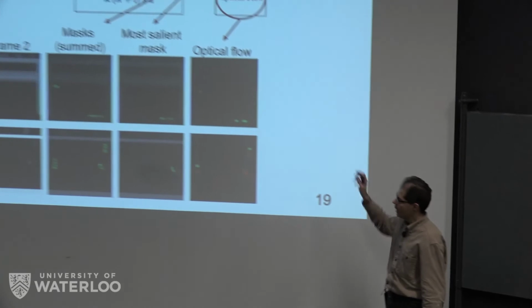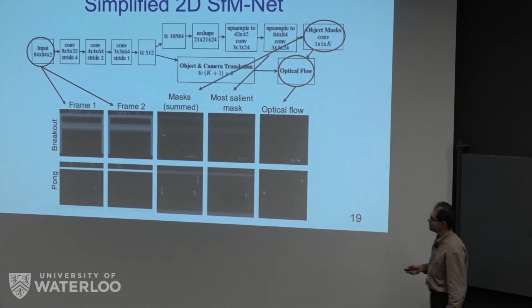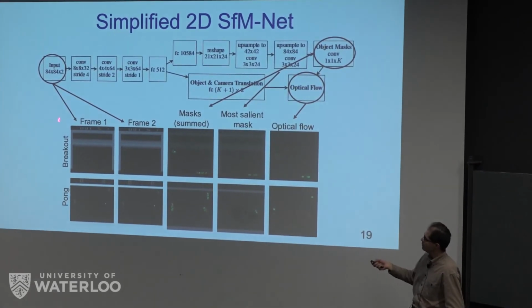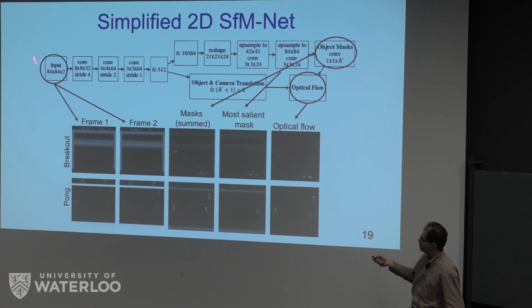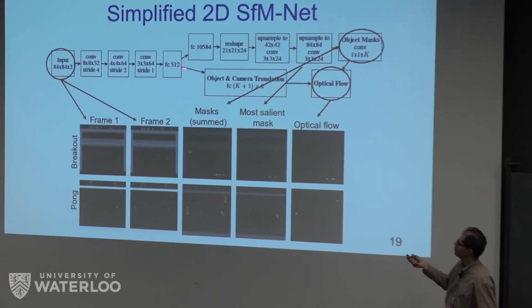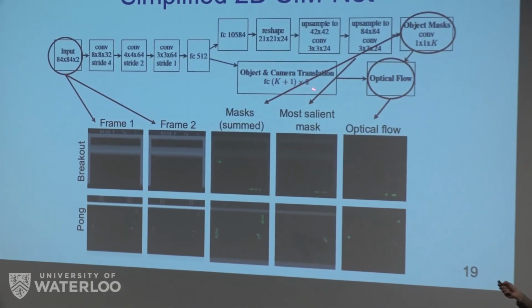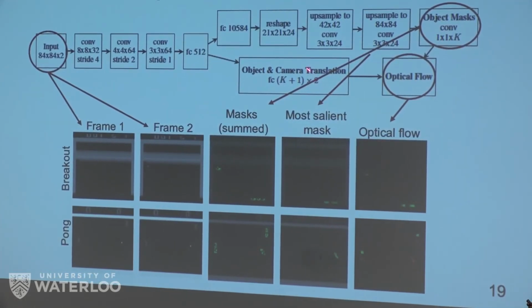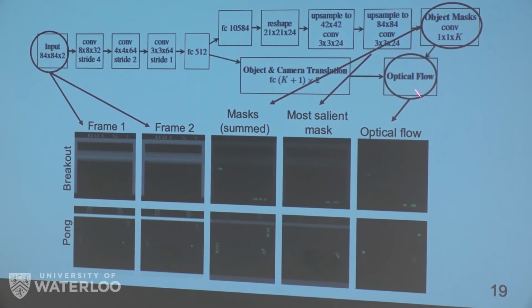Okay, so now we applied this to Atari Games. Concretely, we fed in pairs of frames as input. Then we have our convolutional layers. From this, we compute object and camera translation. So this is our motion. And then eventually, we get object mask and also optical flow.